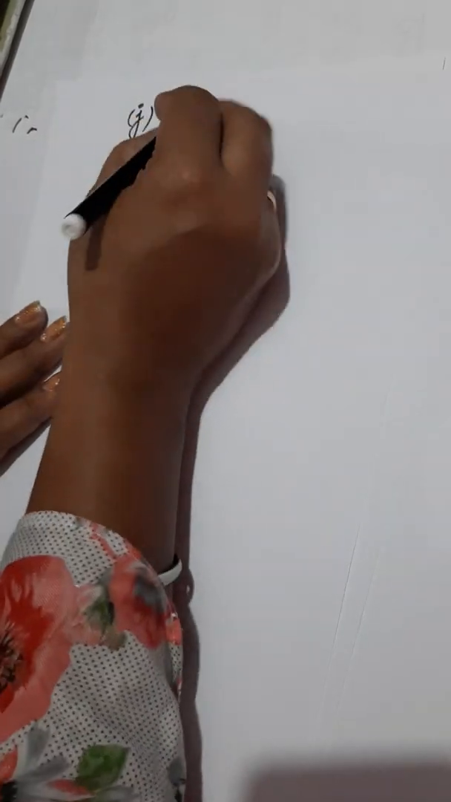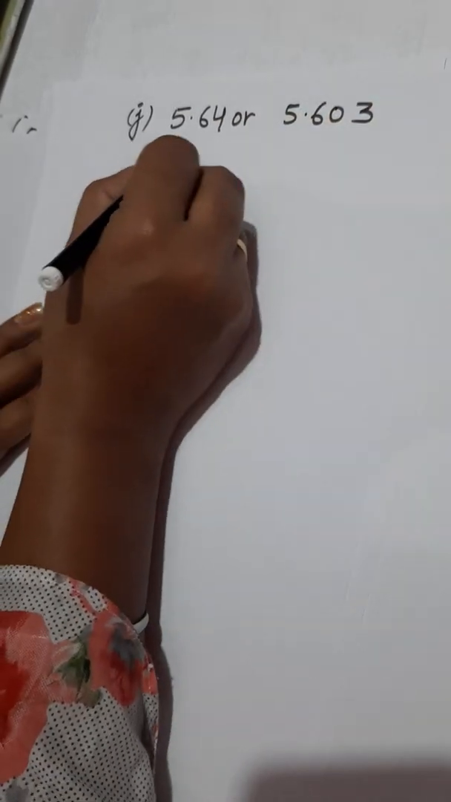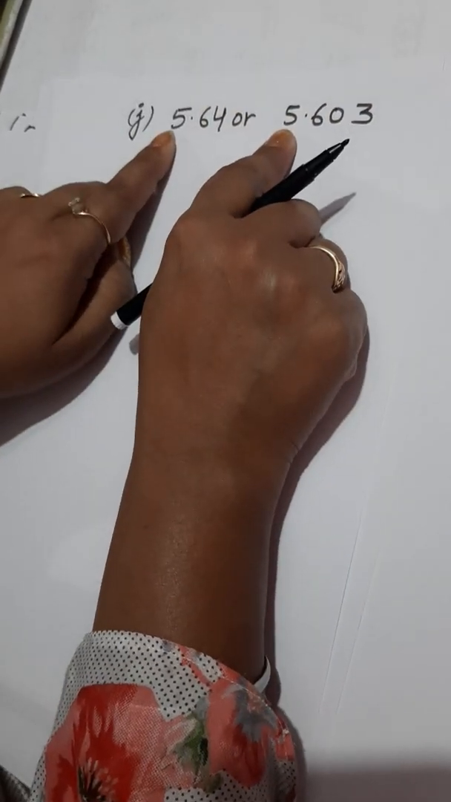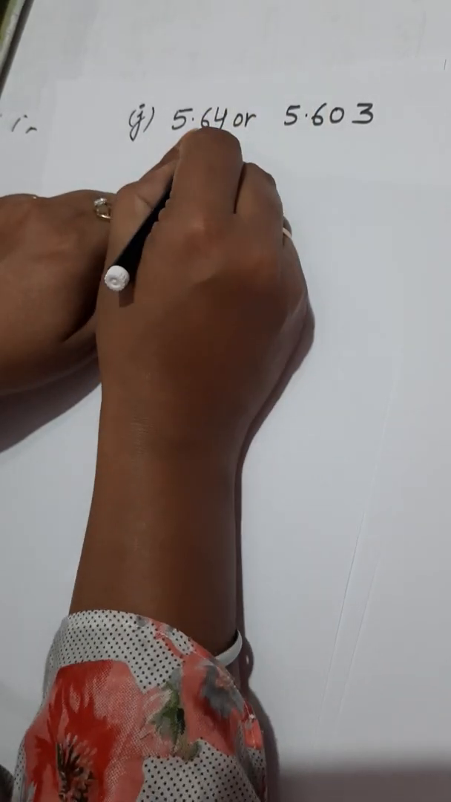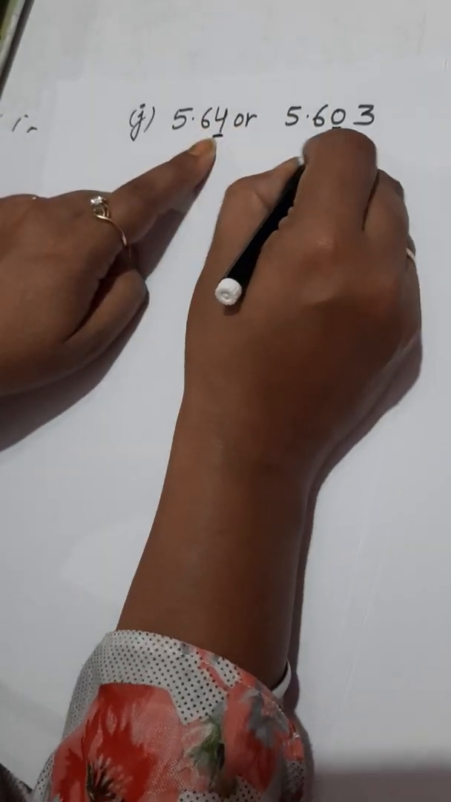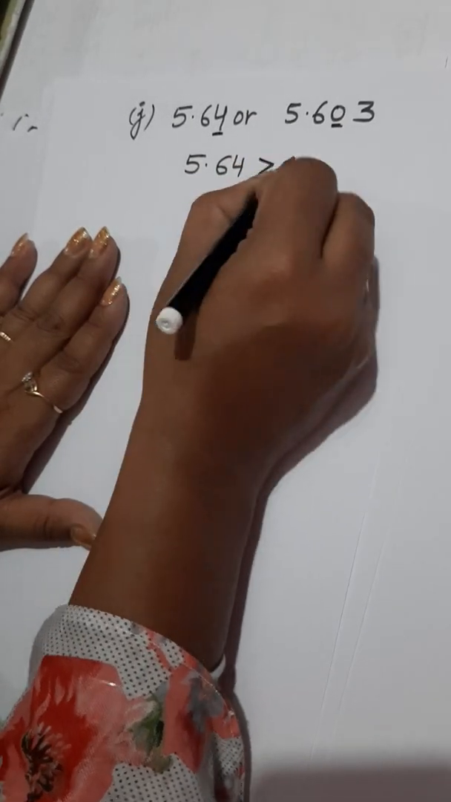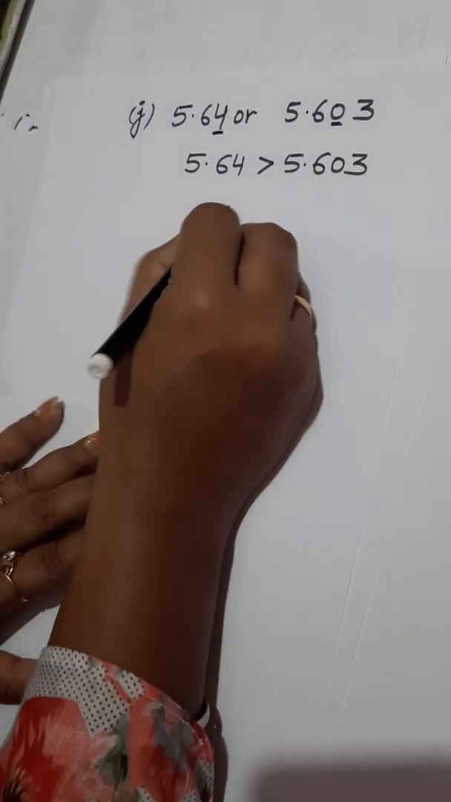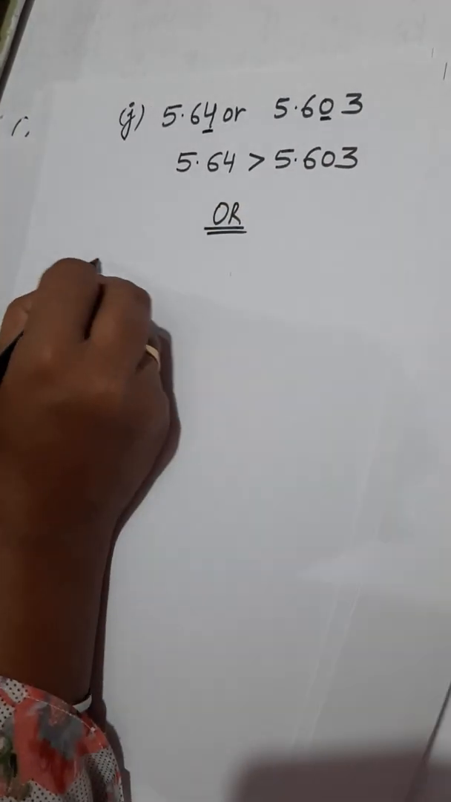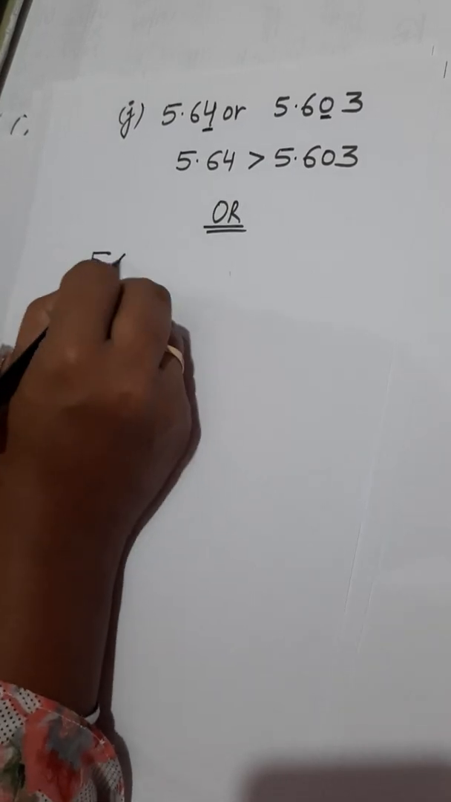Next we have J part. J part is 5.64 or 5.603. Now here whole parts are same, 5, 10th place are same, then at 100 place here we have 4 and here we have 0. So it is clear 5.64 is greater than 5.603. And you can also solve like this, 5.64.